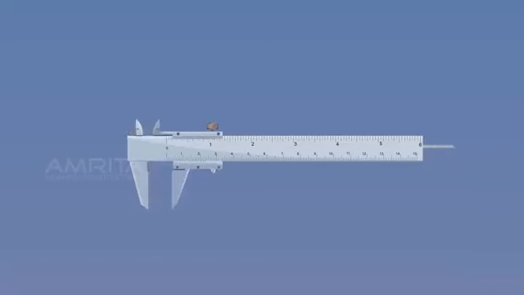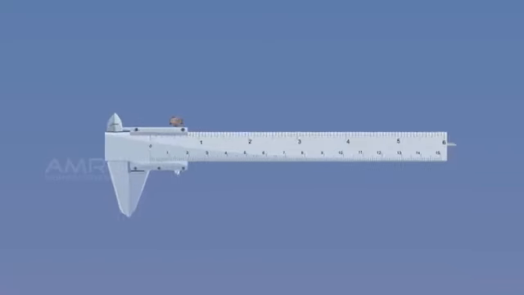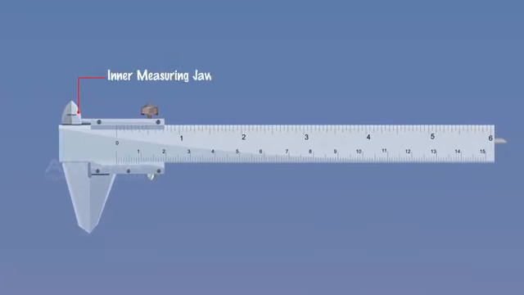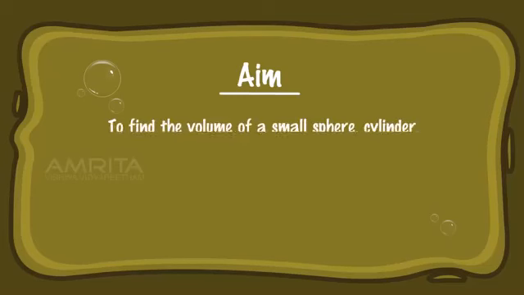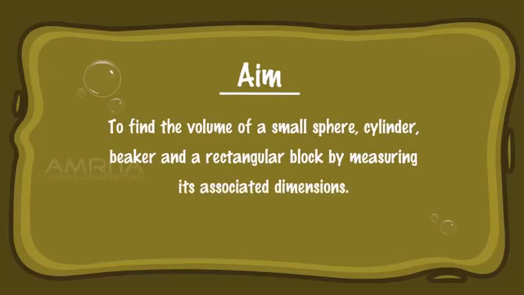The main parts of vernier calipers are inner measuring jaws, outer measuring jaws, vernier scale, retainer, main scale, depth measuring prong. Aim: to find the volume of a small sphere, cylinder, beaker and a rectangular block by measuring its associated dimensions.